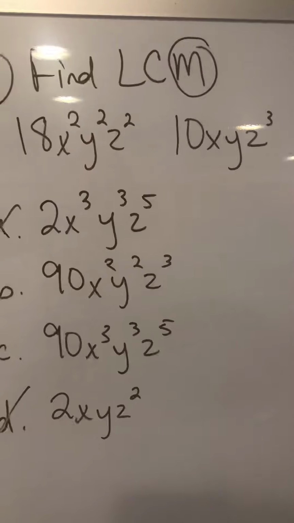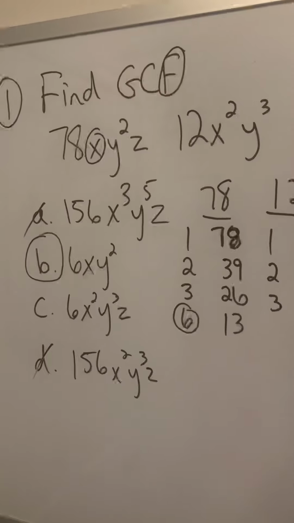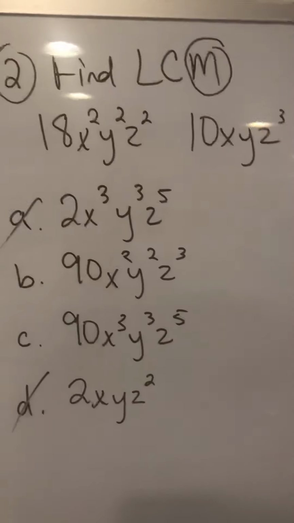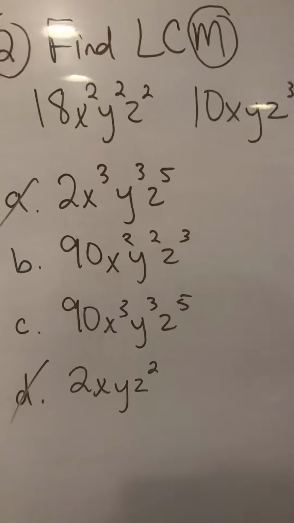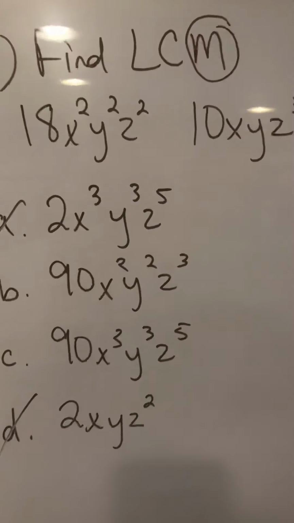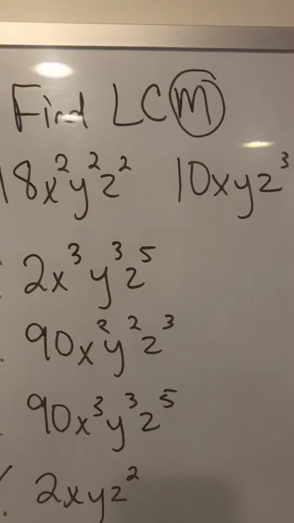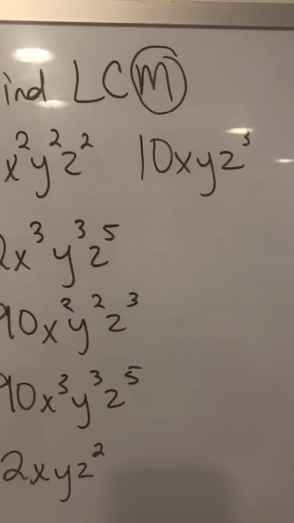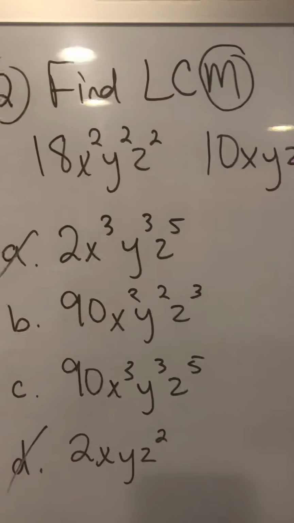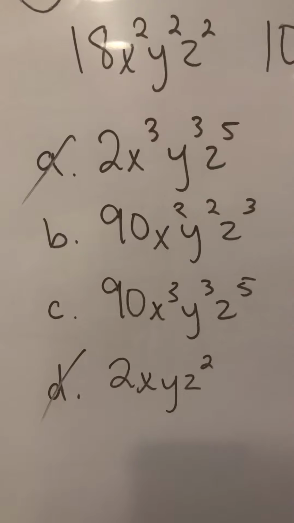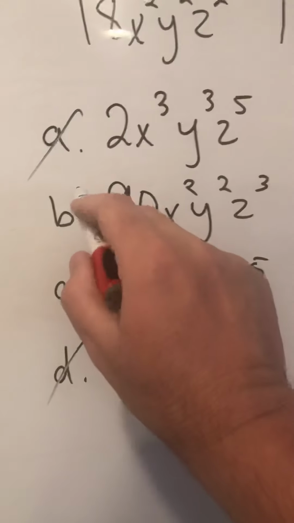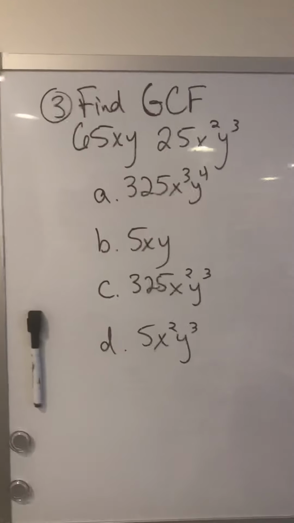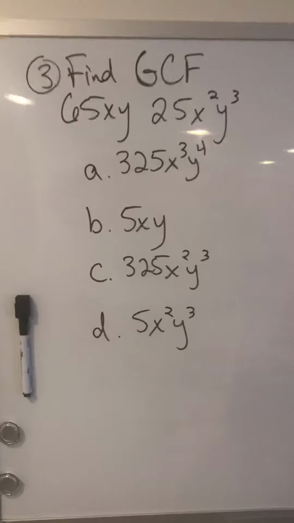So now I look at the letters. In the last problem, we were looking for factor, which meant smallest. Now we're looking for multiple, which means biggest. So if I'm looking here in my answers, what's the biggest X that appears between the 18x squared and the 10x? Well, 18x squared is the biggest X. So if I go down to my answers, which one has an X squared? B is the answer.